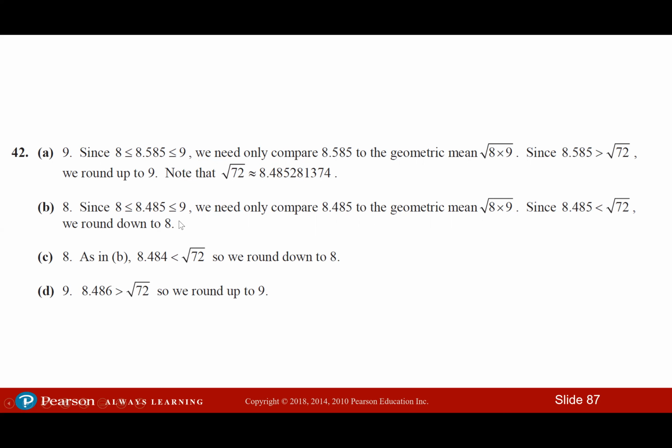All right, as is in B, 8.484 instead of 8.4852, so it gets rounded down to 8. And 8.486, so let's go over here, 0.485, that's lower, so therefore Luba gets that.